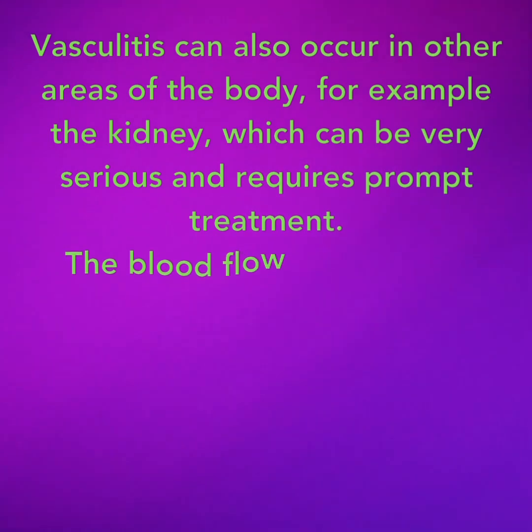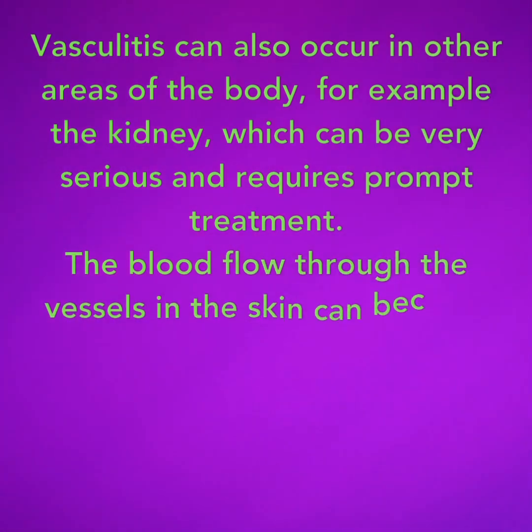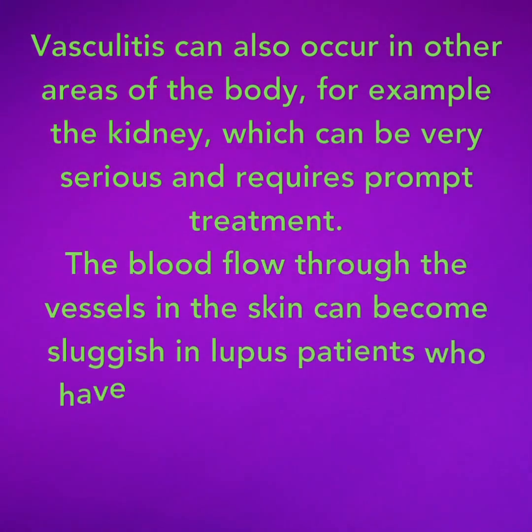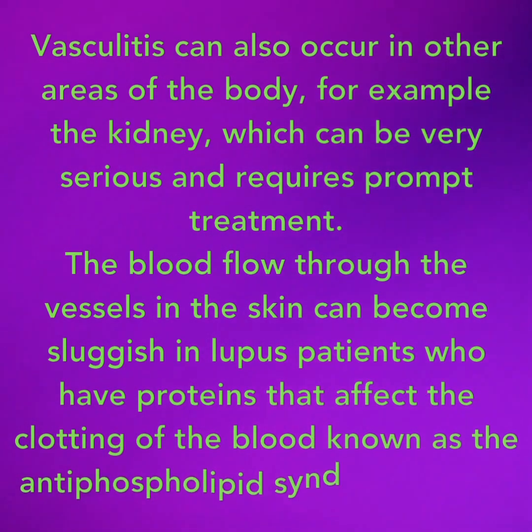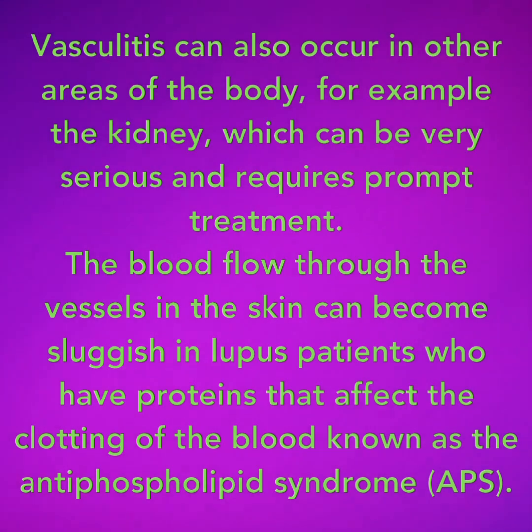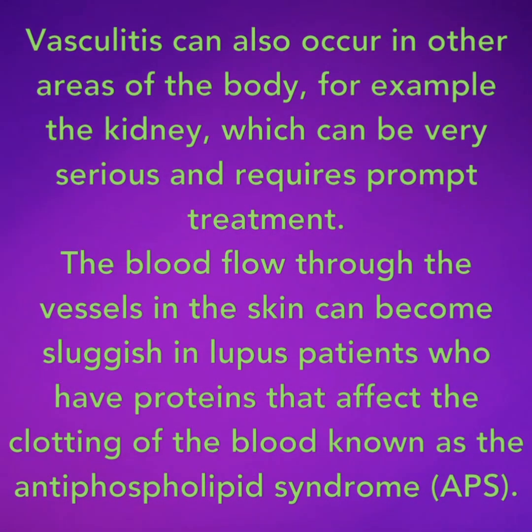The blood flow through the vessels in the skin can become sluggish in lupus patients who have proteins that affect the clotting of the blood, known as antiphospholipid syndrome, which is also known as APS, and I think I should use that term, as you can hear.